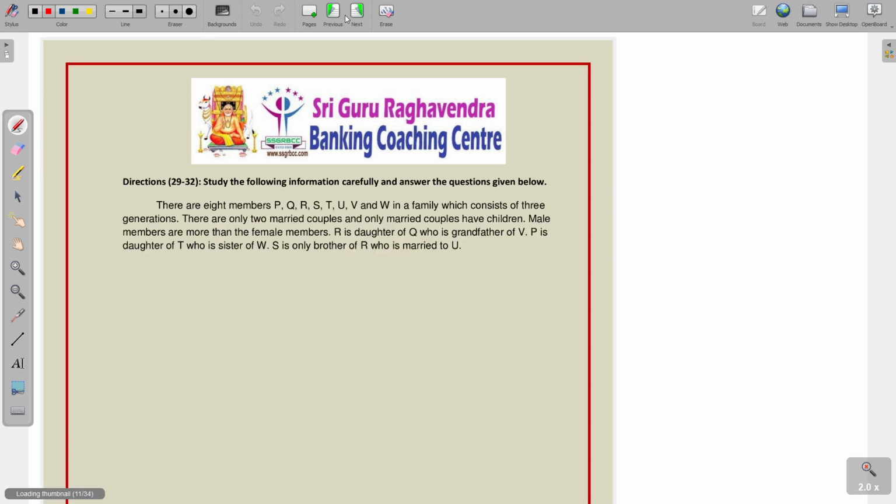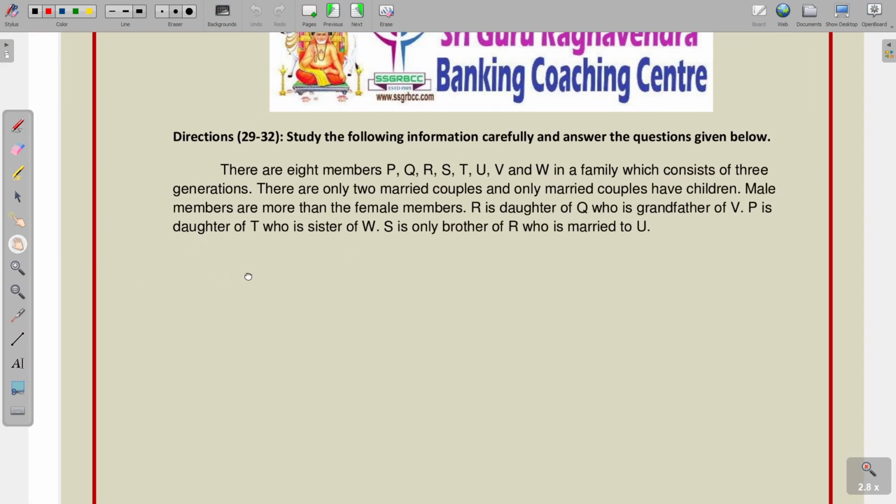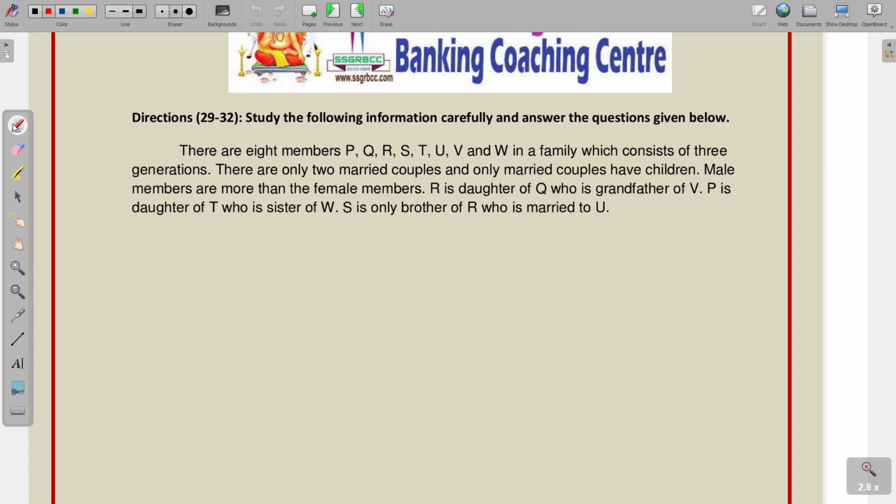And next we have a blood relation question here. Try to solve it. Directions for questions 29 to 32. There are 8 members P, Q, R, S, T, U, V and W in a family which consists of 3 generations. So here we have 3 generations and 8 persons. There are only 2 married couples. Only 2 married couples have children. Male members are more than females. So males are always more than females. These are the conditions given.